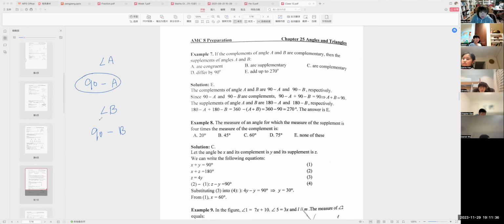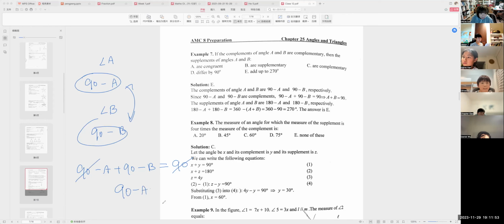And these two angles are complementary to each other. So that means 90 minus A plus 90 minus B equals 90. Get it? Okay, so we're going to cross 190. So that means 90 minus A minus B equals 0. So A plus B equals what? Equals 90 degrees.